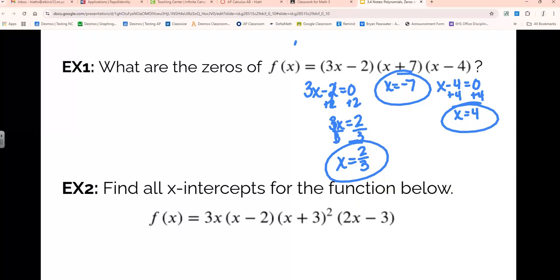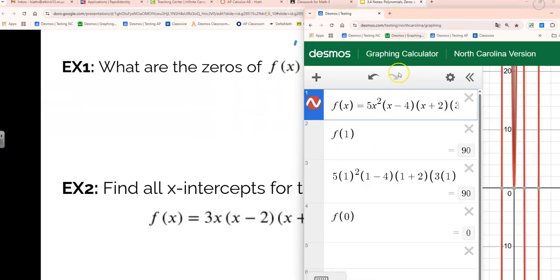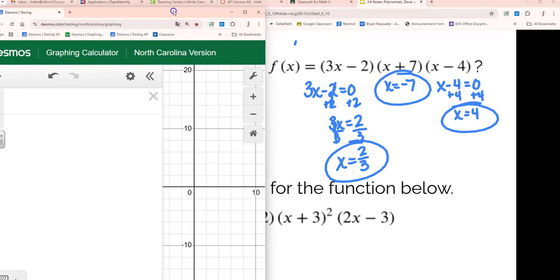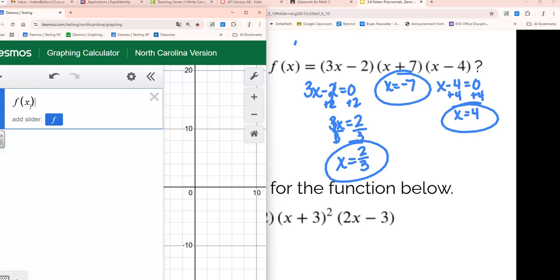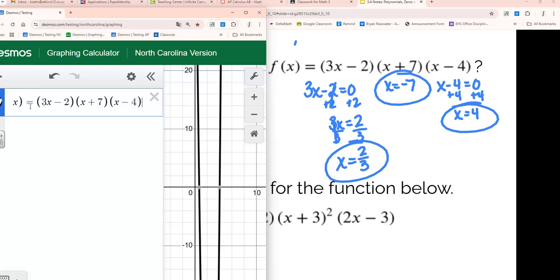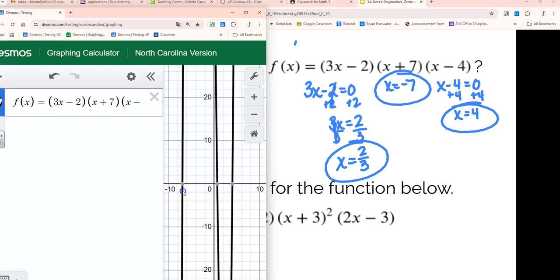Yeah. And if we graph it, because you can definitely graph these here. So, like, I'm trying to give us several options on how to do it. If we graph it here, f of x equals 3x minus 2 times x plus 7 times x minus 4. I think I'll have to zoom out a little bit, but if you look right here, -7, 0.6 repeating, which is our 2/3, and 4 are our 3 answers for this. Those are our zeros.